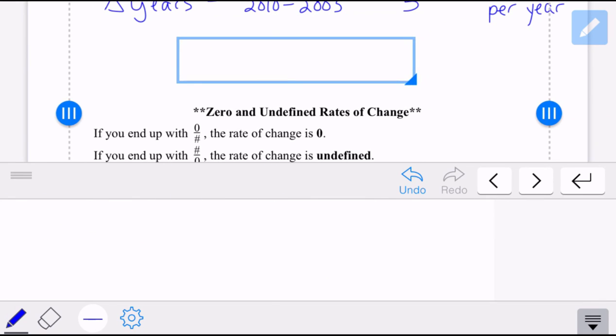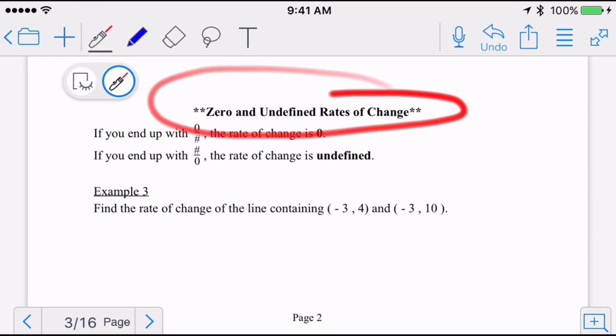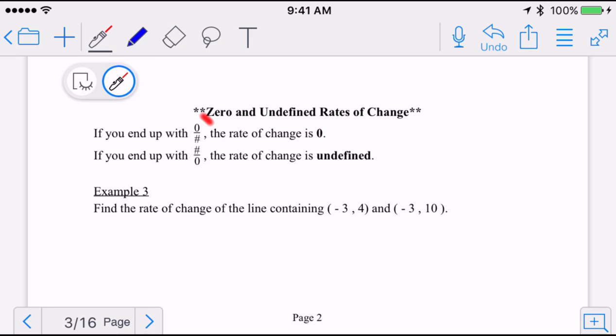All right, last thing here. We want to make sure you are good with 0 and undefined rates of change. So if you get 0 over a number, any number you want, it's going to be 0 for your rate of change. 0 divided by anything is 0. But if you get a number divided by 0, you cannot divide by 0. So that's going to be an undefined rate of change. You have to be able to keep those two straight, okay? 0 divided by anything is 0. Anything divided by 0 is undefined. You can't divide by 0.